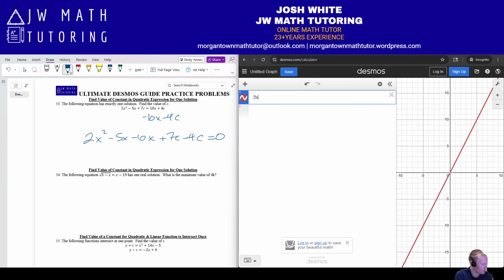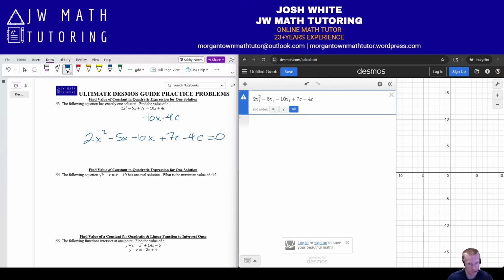Of course, because I'm doing regression, I'm going to type in x1, not just x. And I'm just going to type, again, everything here on the left side of this equation because it's equal to 0. Now I'm going to do regression, and I'm going to regress it to its vertex form.